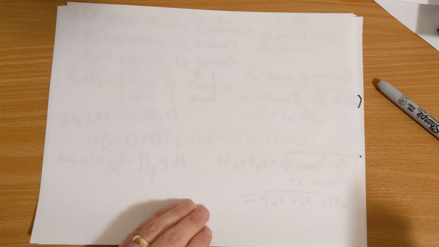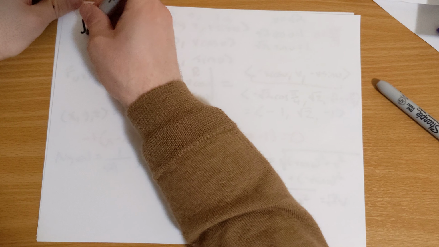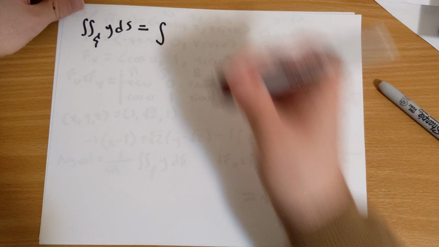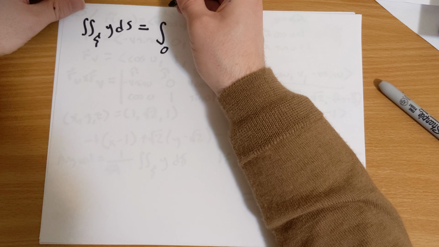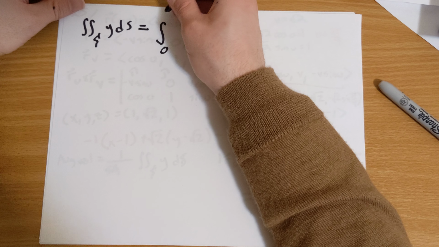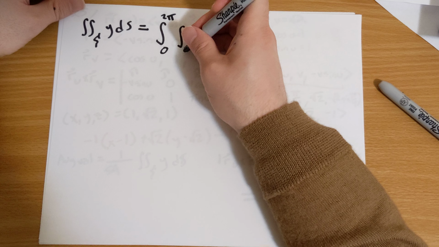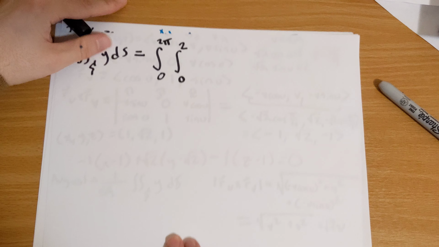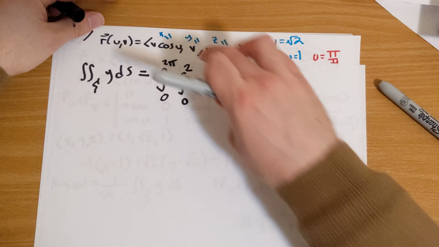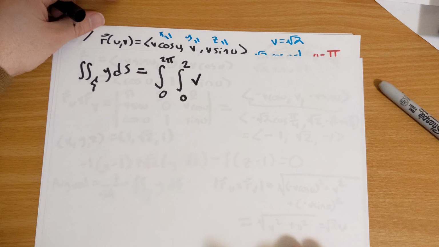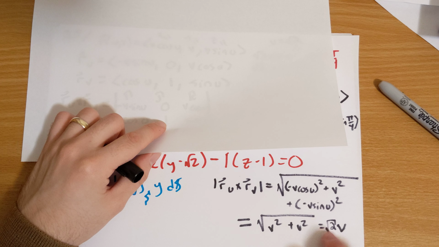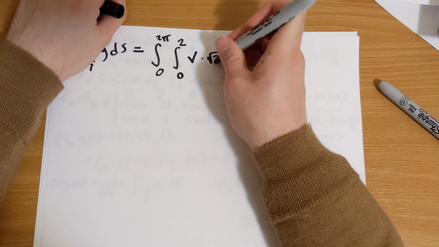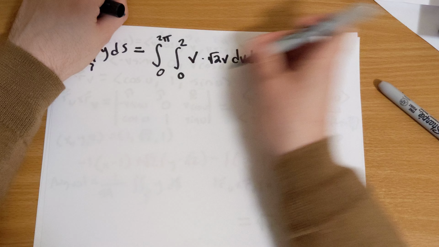Let's go to a new slide here. The double integral, the scalar surface integral of y dS. Our bounds on this were u runs from 0 to 2 pi, v runs from 0 to 2. y gets replaced by v in our parametrization. And then we throw in a factor of the magnitude of our normal vector: v times square root 2 times v, dv du.